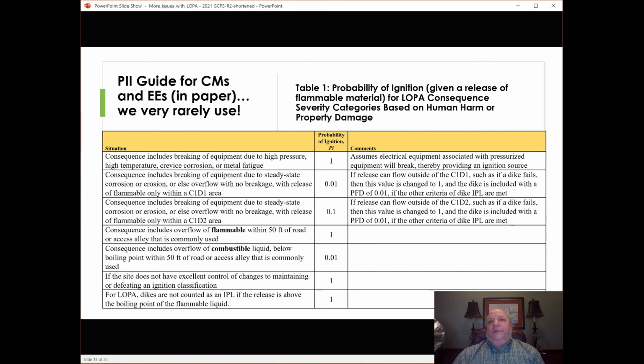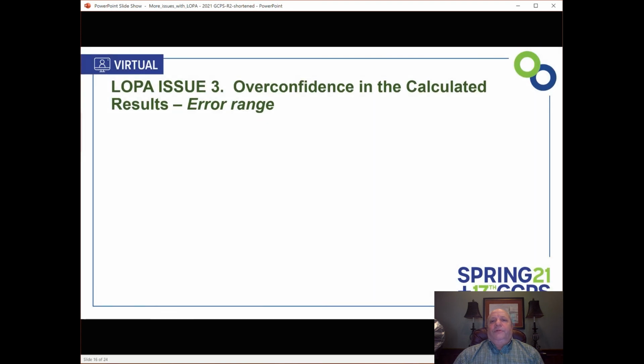Here's a table of the rules we would use if we had to use conditional modifiers, if we were forced to, or enabling events. And there's several of these tables in our paper.